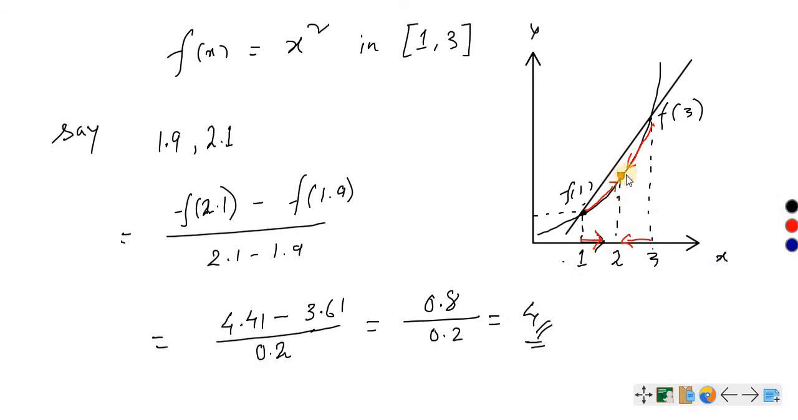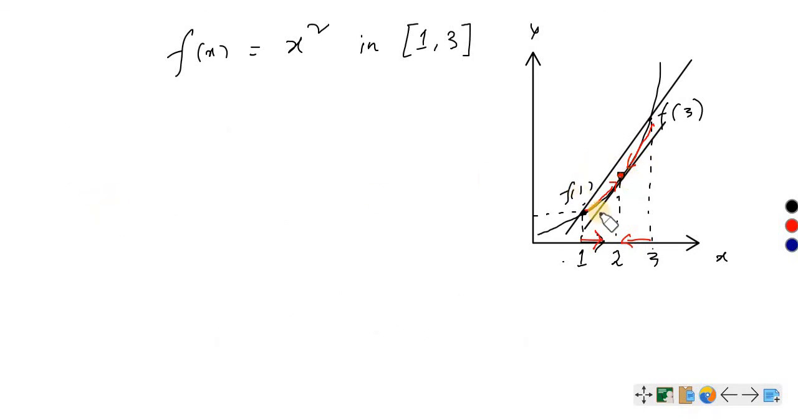Now if I draw a tangent at this point, that is f of 2, then I'll be getting something like this. So this is the tangent at this point, and the slope of this tangent will give me what? The instantaneous value of the function at x equals 2. So therefore we can write the slope of this line will give me the instantaneous value or quantity of the function at this particular point, that is x equals 2.